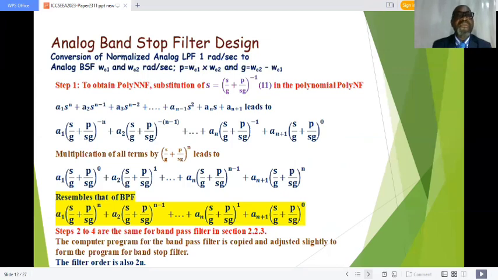The next is analog band stop filter design. The substitution is equation 11, and it is the reciprocal of the one we use for analog band pass filter. And then we are going to have this, which is similar to what we have for band pass filter, except the order. This is from 0, 1 up to n, whereas this is from n to 0. So which means the band stop filter design resembles that of a band pass filter. So the computer program for the band pass filter can be adjusted slightly to form the computer program for the band stop filter. The order of the filter is 2n.